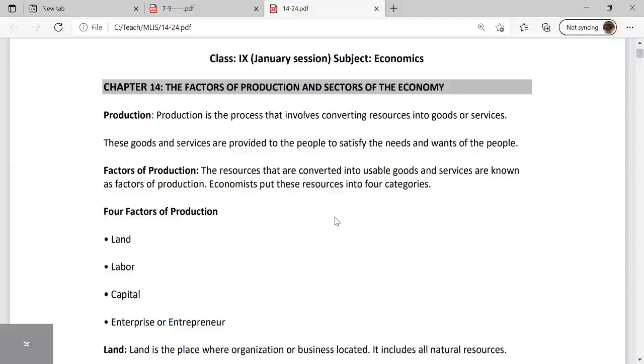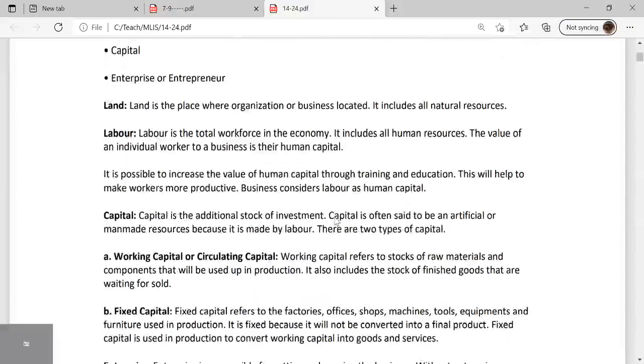These four things are known as factors of production. These are the resources that are required for production. So we have land, labor, capital, and enterprise or entrepreneur. Land means not only plain land; it includes all kinds of natural resources, like for example forest, mountain, sea, river. All will be included in the natural resources.